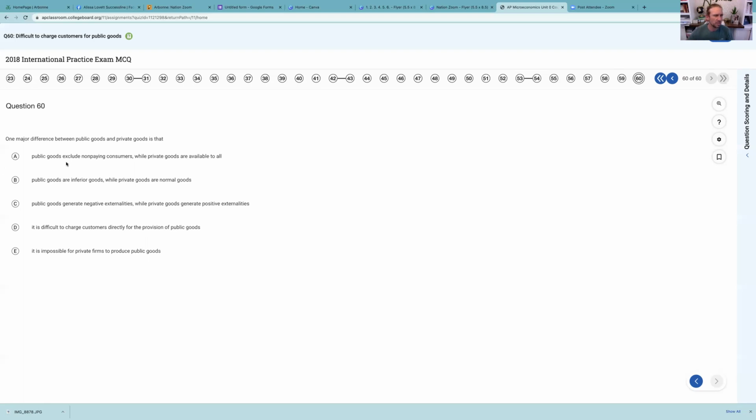So this says public goods exclude non-paying consumers. Nope. Public goods are like national defense. Public goods are inferior. Nope. Public goods generate negative externalities. No. It's difficult to charge customers directly for the provision of public goods. That's your answer. That's firefighters, teachers, police officers, national defense, street lights. You can't prevent people from using those things even if they don't pay taxes. So 62, your answer is D.